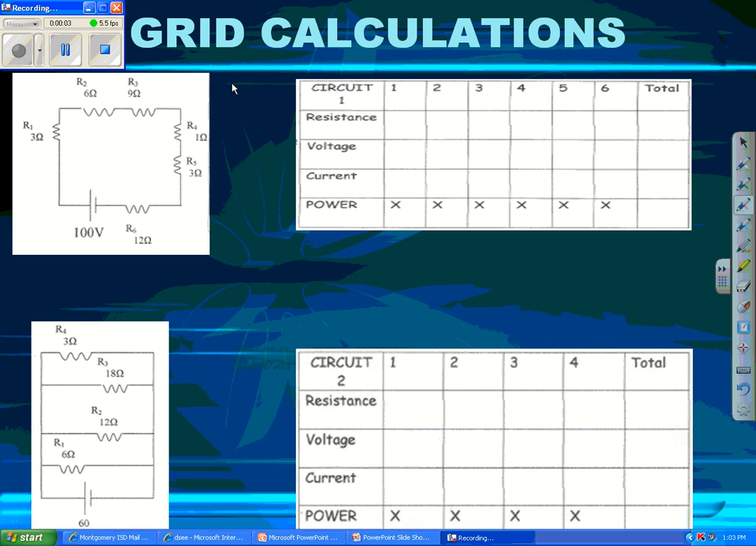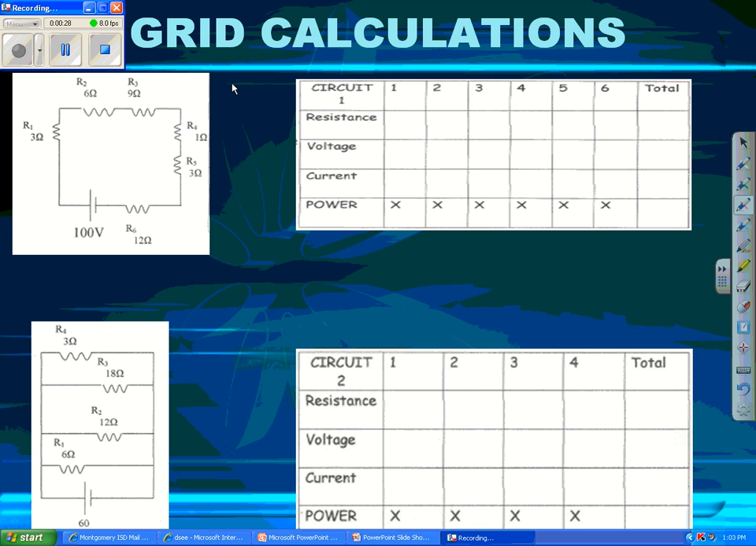All right, ladies and gentlemen, this is your grid calculation part of your review. So this is to help you with your workout problems for the test that you'll have on circuits. The number one key to getting these problems correct is to make sure you can identify series versus parallel versus complex.